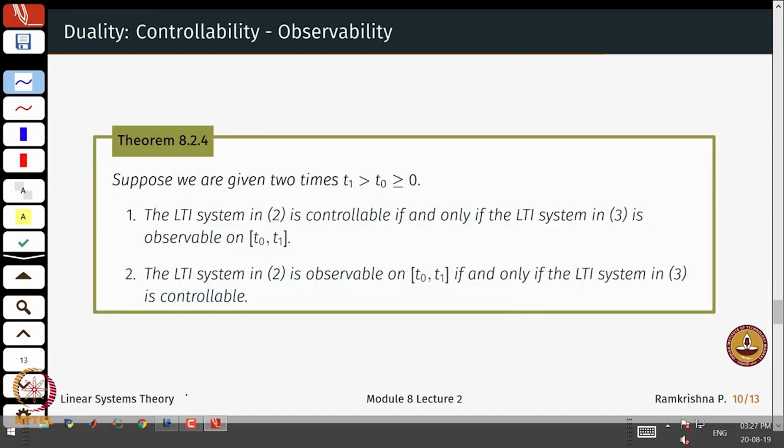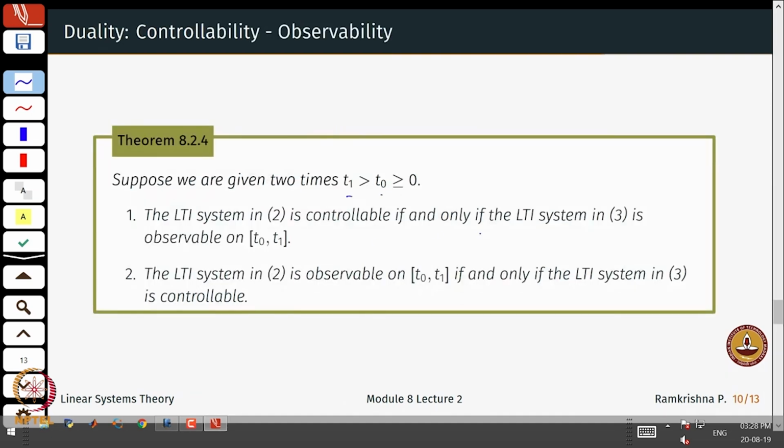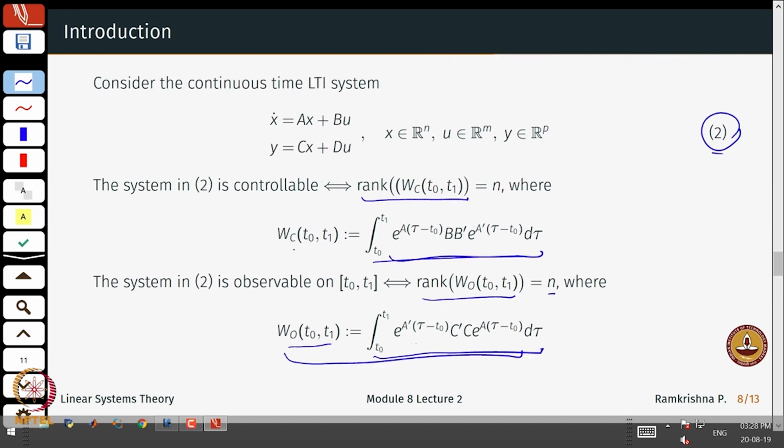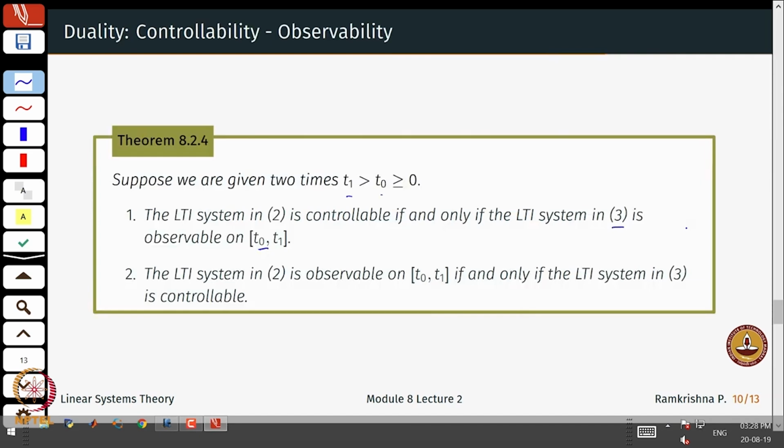Something that we can conclude saying that if we are given again T naught and T1, T1 greater than or equal to 0, this system 2, x dot is Ax plus Bu, is controllable if and only if the system 3 is observable again on T naught T1, right, this one. So, this is the system 3. So, the controllability condition over here was equal to the observability condition in the previous slide, and similarly the controllability condition over there was equal to the observability condition here. So, I can just write down the steps here. So, I can just conclude that controllability of 2 is equal to the observability of 3.